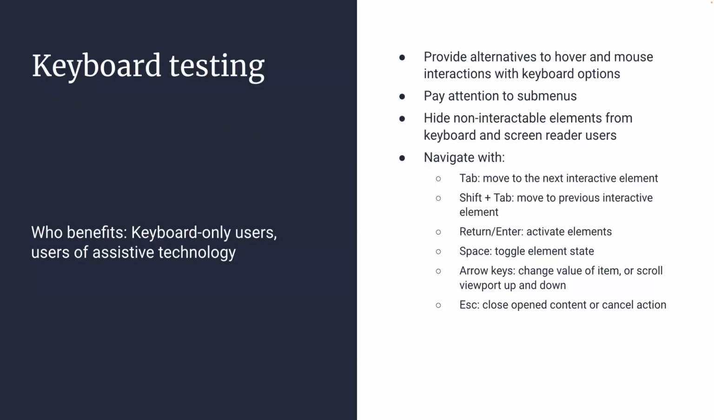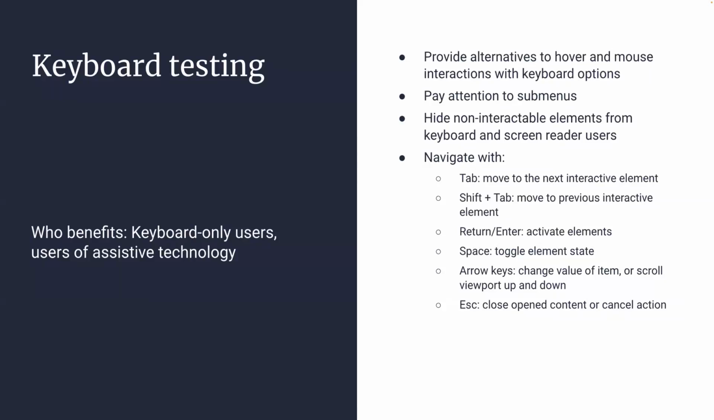To test with a keyboard, you'll navigate primarily with the Tab key to move between interactive elements, like links and buttons. Activate those interactive elements with Return or Enter, which should behave the same as clicking on it, or use the spacebar to toggle an element's state, like if you want to pause or play something. Use the arrow keys to change values, such as in radio button groups, or to scroll the window up and down. You should always be able to exit a modal or menu or cancel an action with the Escape key.